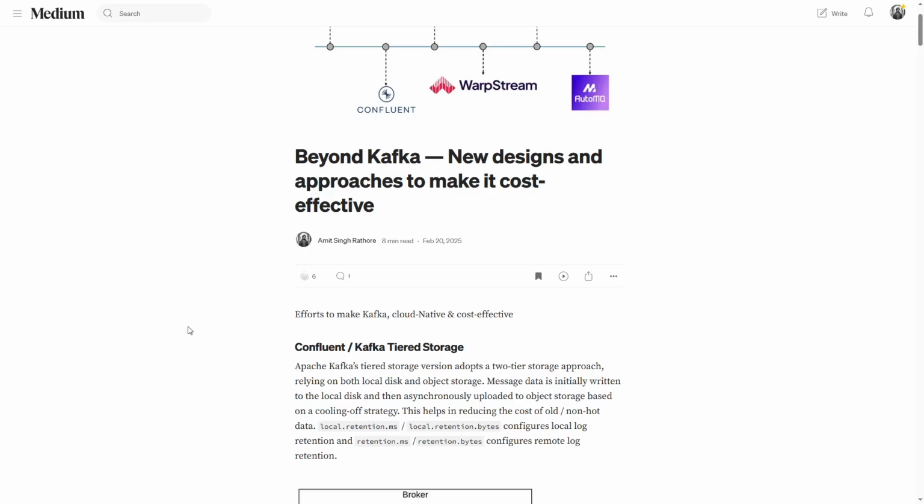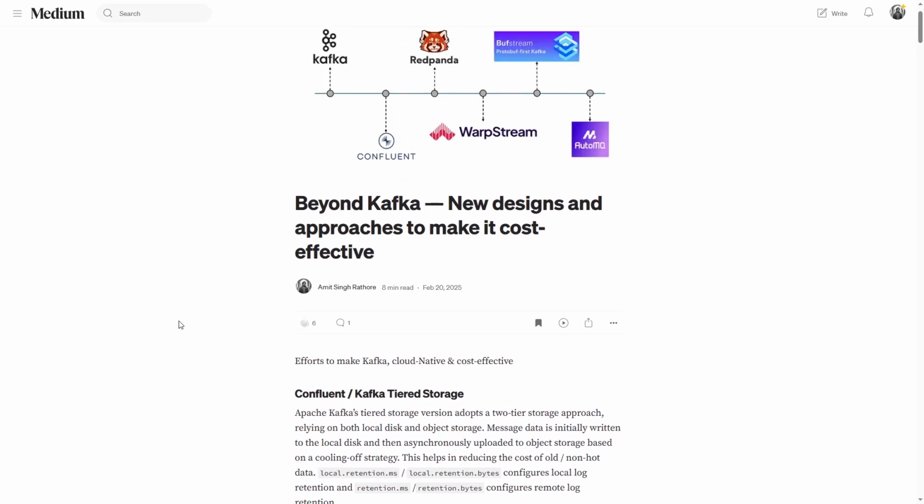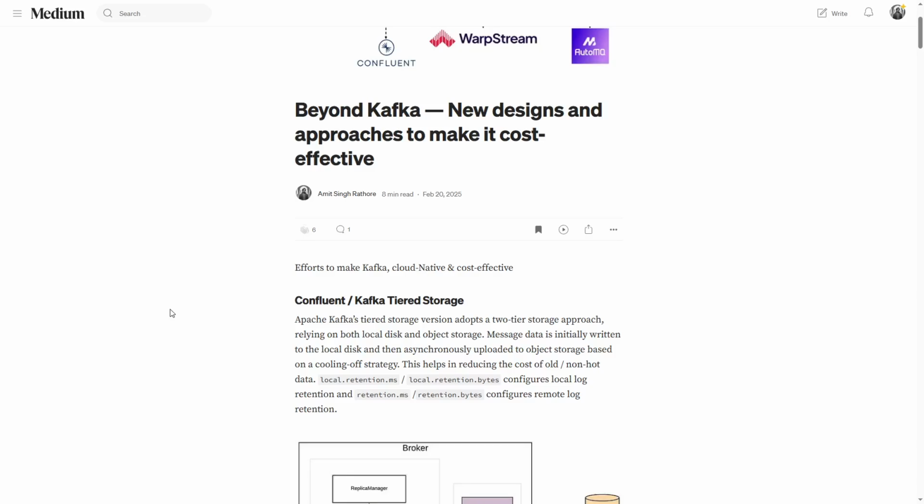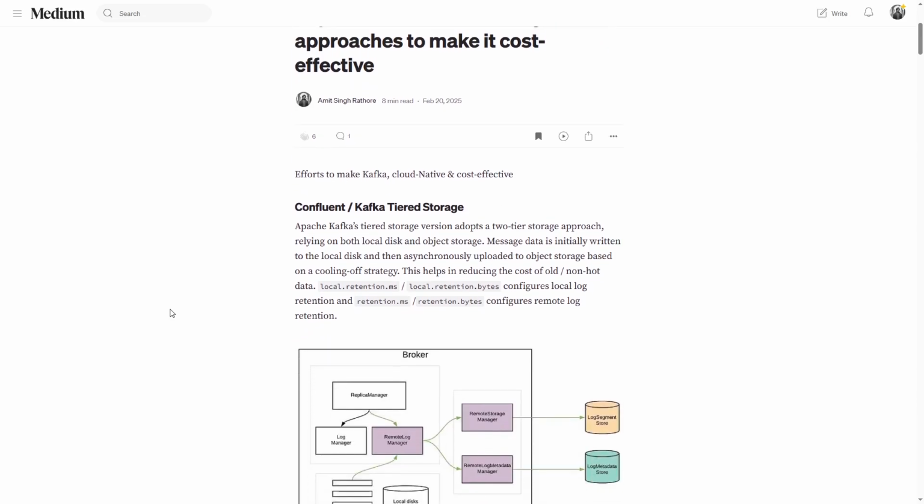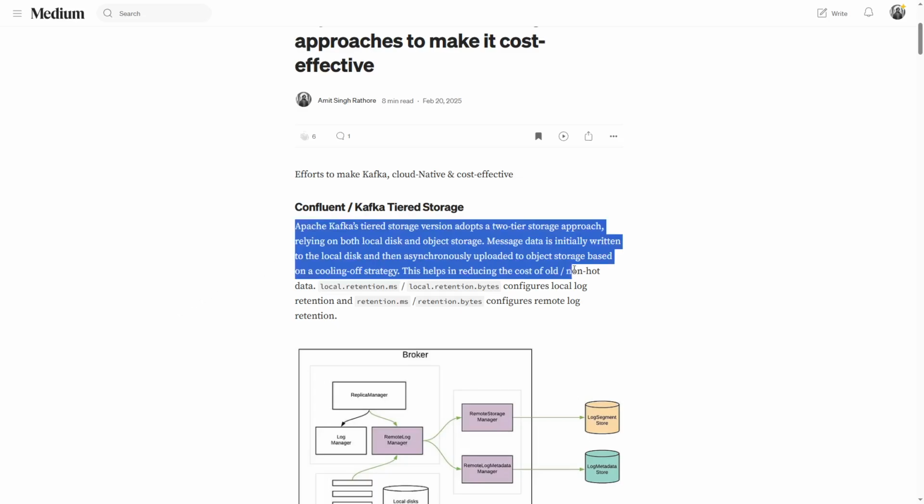Then the thought came to the folks who were facing these challenges: why not decouple the storage from Kafka, or at least offload the storage to, let's say, S3 or an object storage, available either on-prem or in the cloud environment. So Confluent and the open source community did have an option. They started with this strategy called tiered storage.